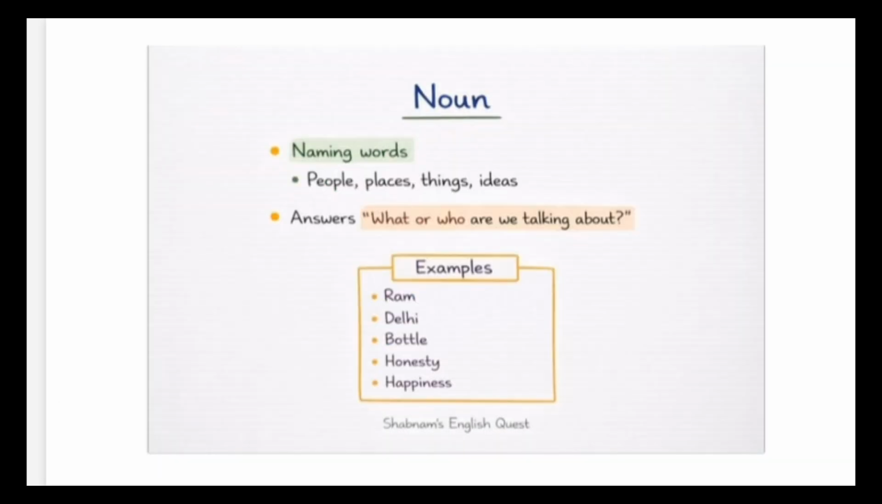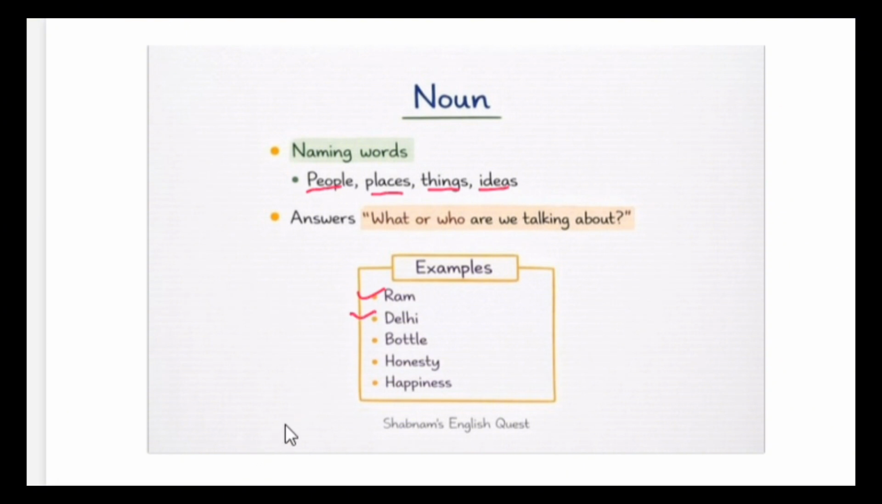Let's understand them one by one. First, nouns. Nouns are naming words. They name people, places, things, or ideas. The easiest way to find a noun is to ask, what are we talking about, or who are we talking about? For example, Ram. Ram is a person here, so it is a noun.